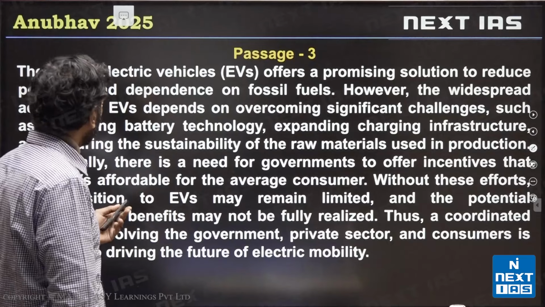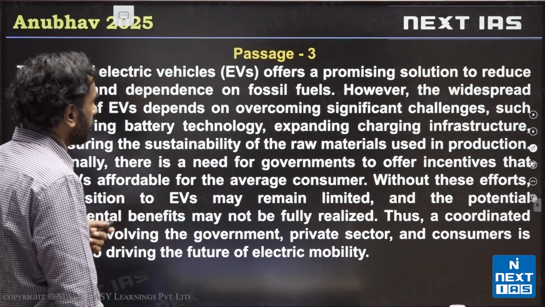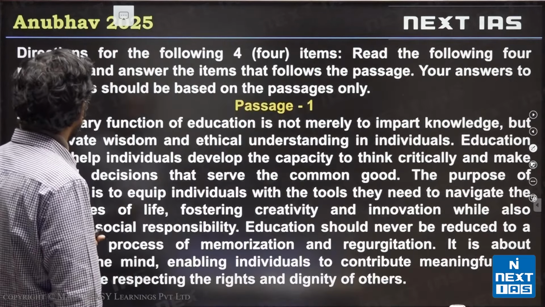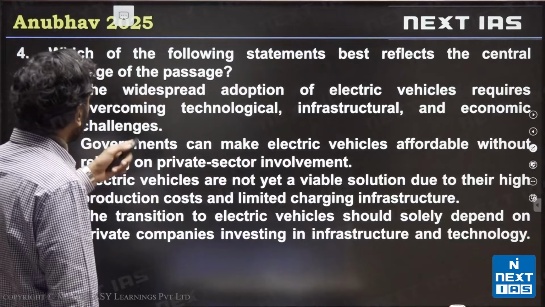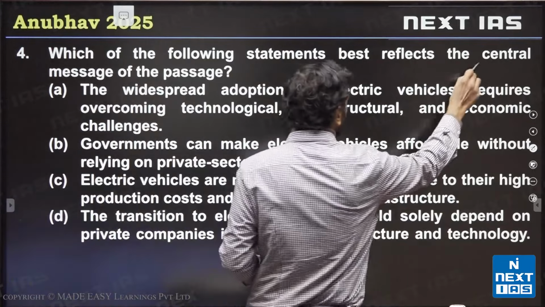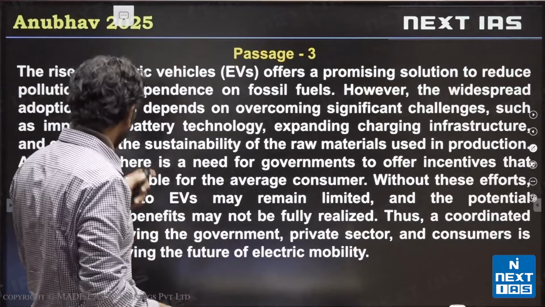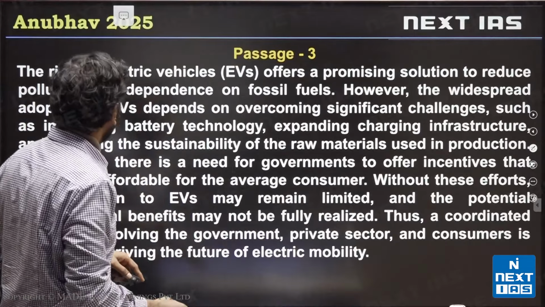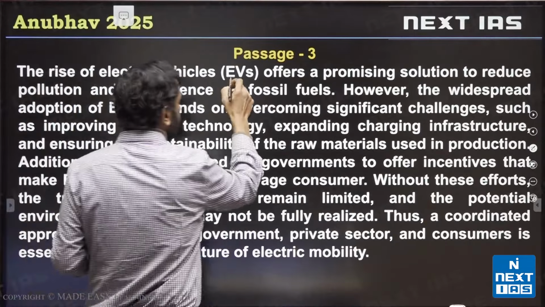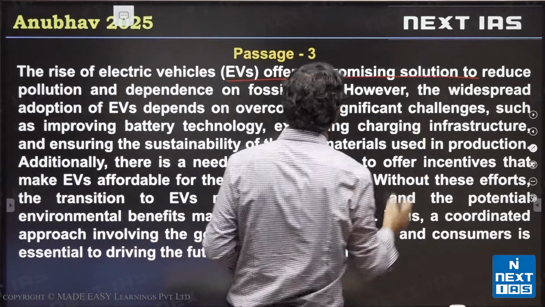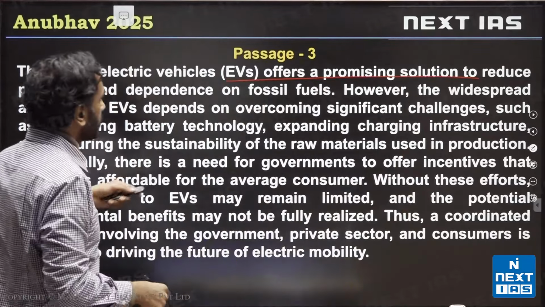All right. Let's look at the next passage. The next passage is talking about the rise of EVs, which offers a promising solution. It has one question which follows it, which is looking for the central message. So this we want to identify before we reach the options. So the central message is rise of EVs offers a promising solution to reduce pollution dependence, etc.